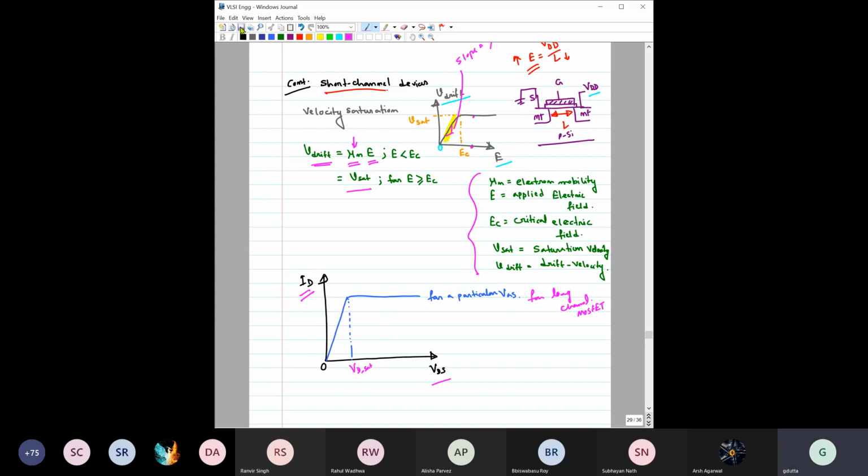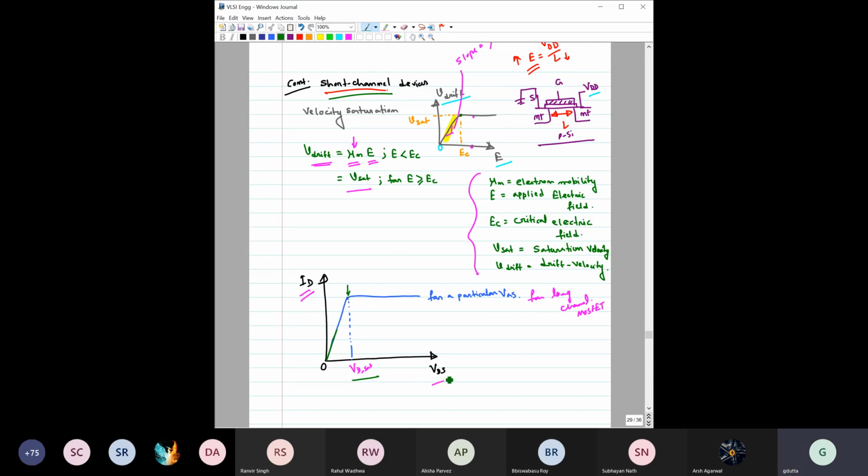Now, what is happening here for a short channel MOSFET? Before you reach this VDsat, that is the pinch off region, where the pinch off is happening and the current is becoming saturated. So before the pinch off occurs, beforehand only, the current reaches this region.